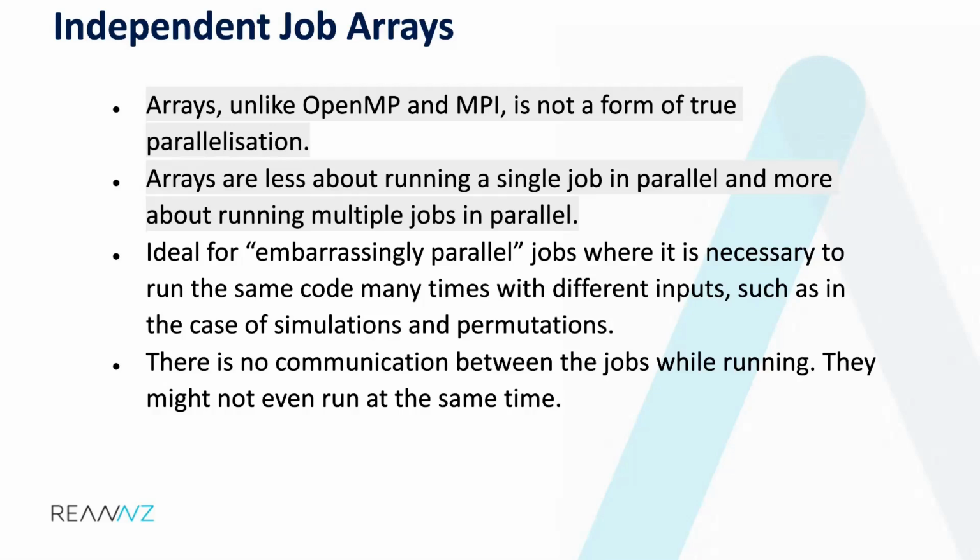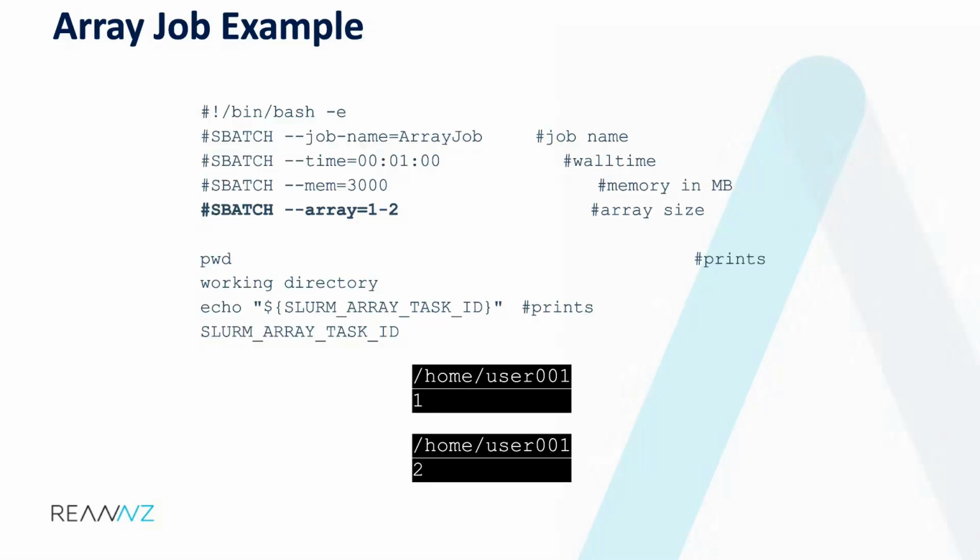For example, if you need to run the same workflow over multiple datasets or with different inputs, this method can allow you to submit a single array job rather than being forced to write and submit multiple jobs. As I mentioned, there is no communication between tasks, and they may not even run at the same time. And the order can be completely different and arbitrary. So if your jobs require communication between tasks, this method will not be feasible. Now let's take a look at an example of an array job. This job is effectively just a copy of the initial serial job we ran.